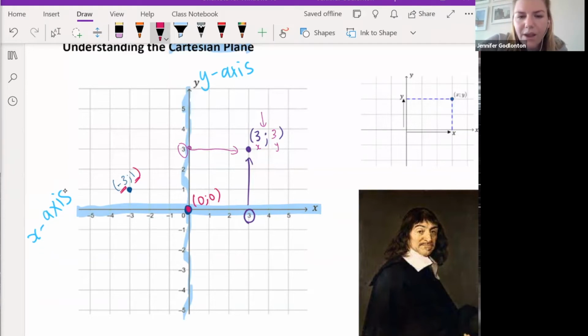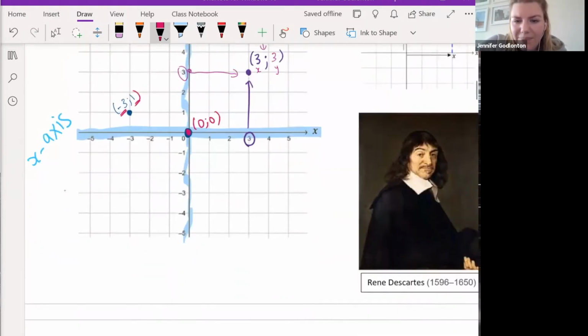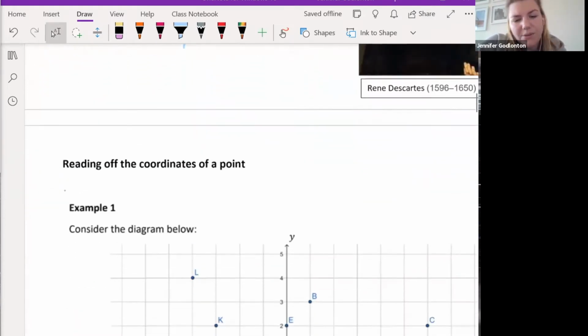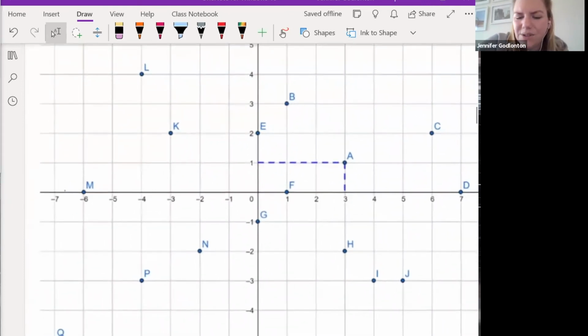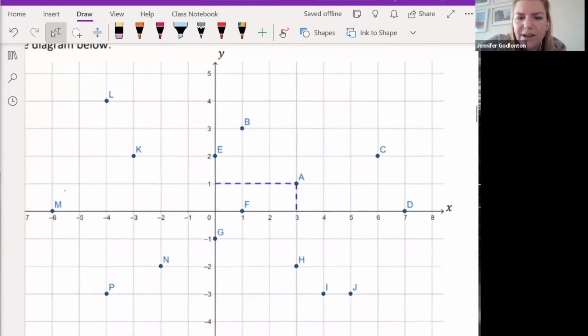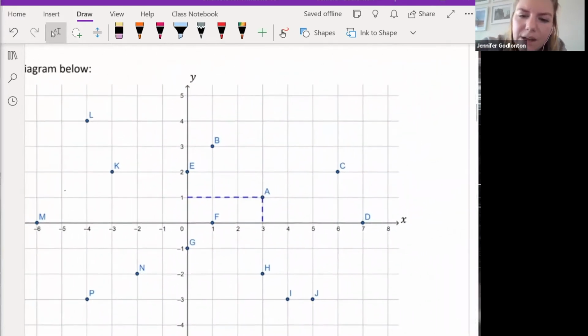All right, let's try and play with some and see how we do. And then we're going to try and draw some. Don't worry, we're not going to do all of these. I just want to try a couple here. So for example, I would look at my X value first. That's 3. Then I would look at my Y value, which is 1, and those would be my coordinates for A.